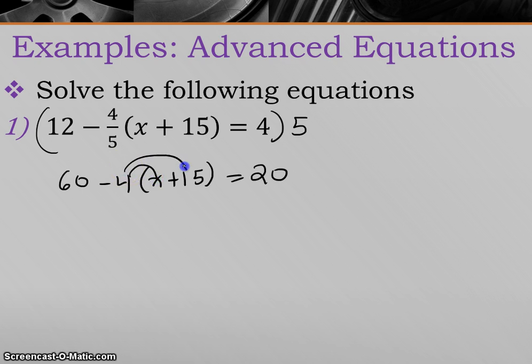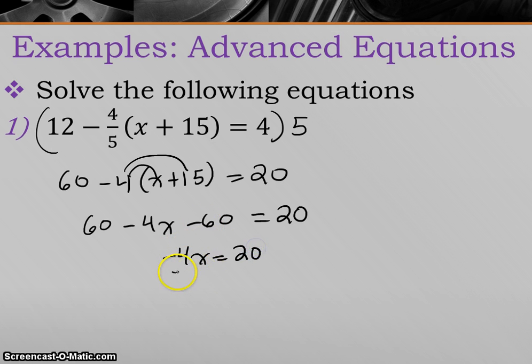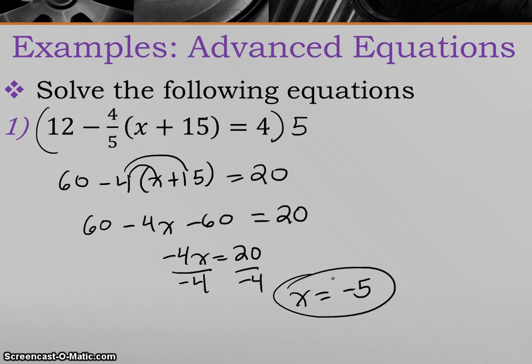Now I'm going to distribute the negative 4 to both of those. So 60 minus 4x minus 60 equals 20. Same side of the equation, so 60 minus 60 is 0, so just negative 4x equals 20. Divided by negative 4, and x is negative 5. Again, that's just my personal philosophy. I like getting rid of the fractions. You're more than welcome to distribute the 4/5 into the x and the 15 and then solve it that way. Nothing wrong with that. You'll get the same answer.